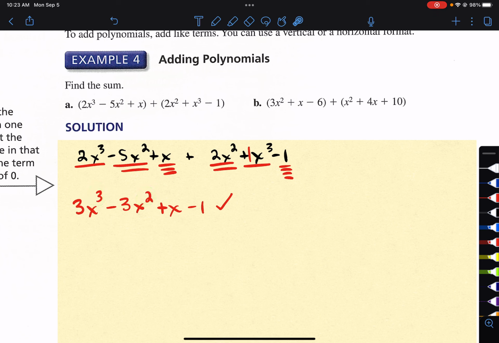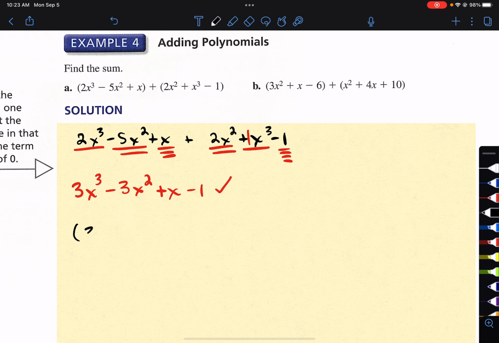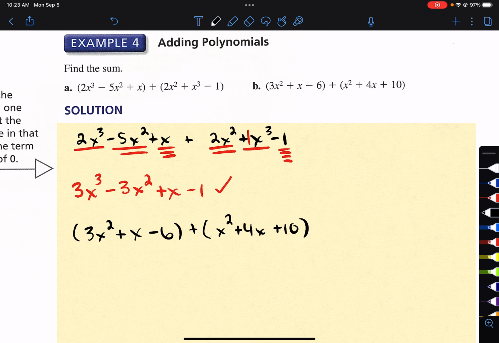So let's do the same thing with part B. So part B is 3x squared plus x minus 6, and I'm going to add another polynomial. I'm going to add x squared plus 4x plus 10. Okay? Now, everything is being added together. If you remember from past classes, nothing inside these parentheses can be added together. So these can go away now. And same with the second set of parentheses.